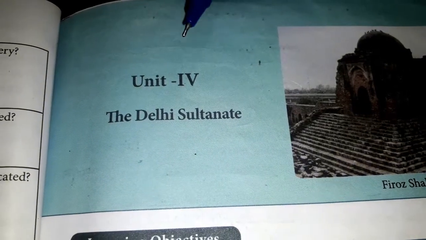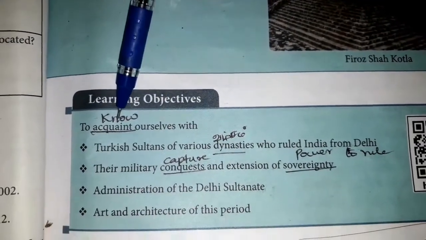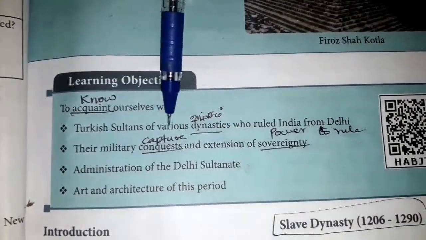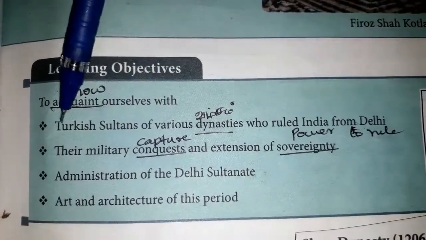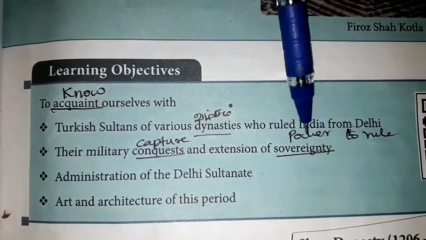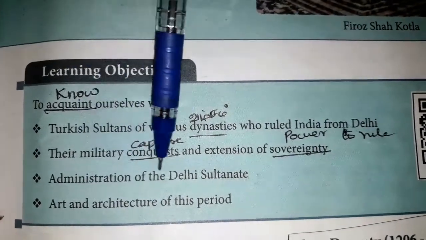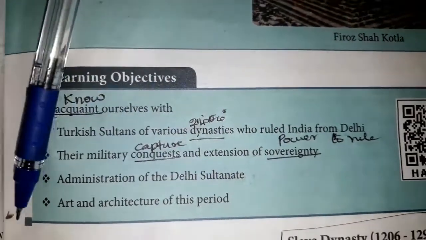Unit 4, the Delhi Sultanate. Learning objectives: to acquaint ourselves with, that is, to know, the Turkish sultans of various dynasties who ruled India from Delhi; their military conquest, meaning capture, and extension of sovereignty, meaning power to rule; the administration of the Delhi Sultanate; and the art and architecture of this period. Let me start with an introduction.